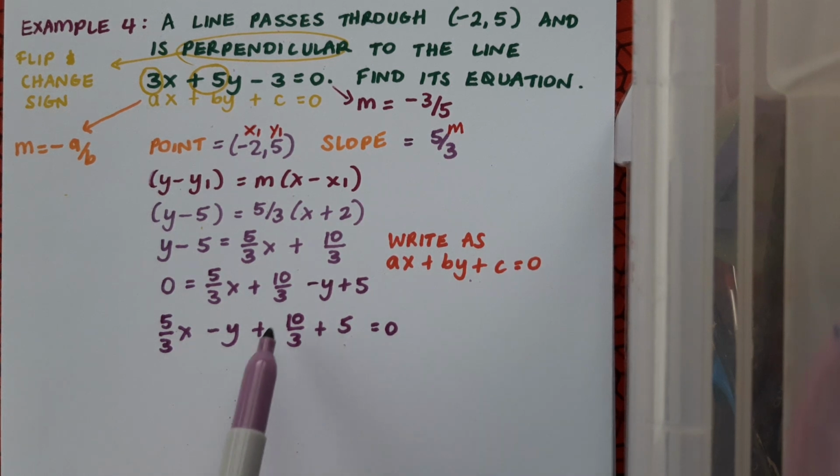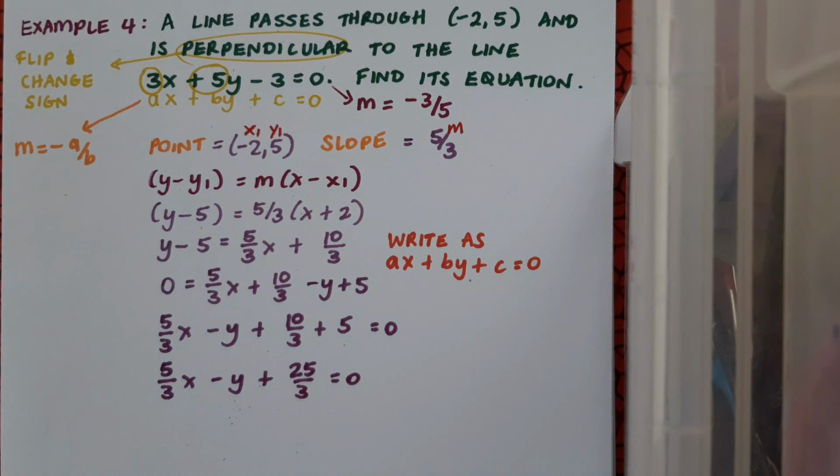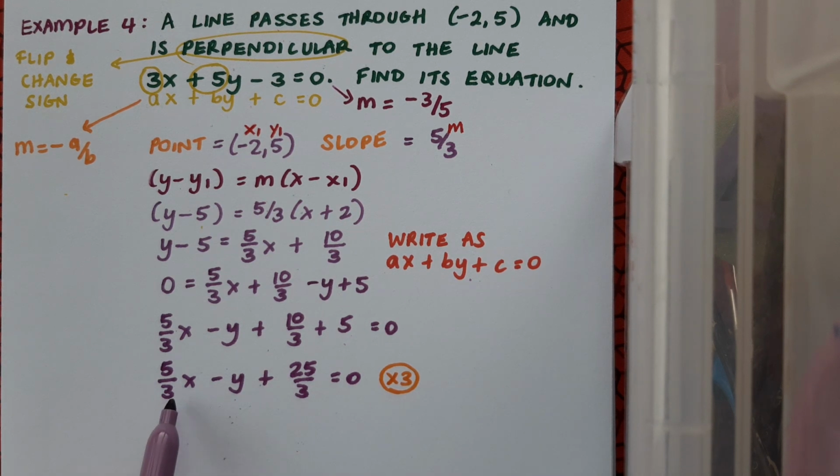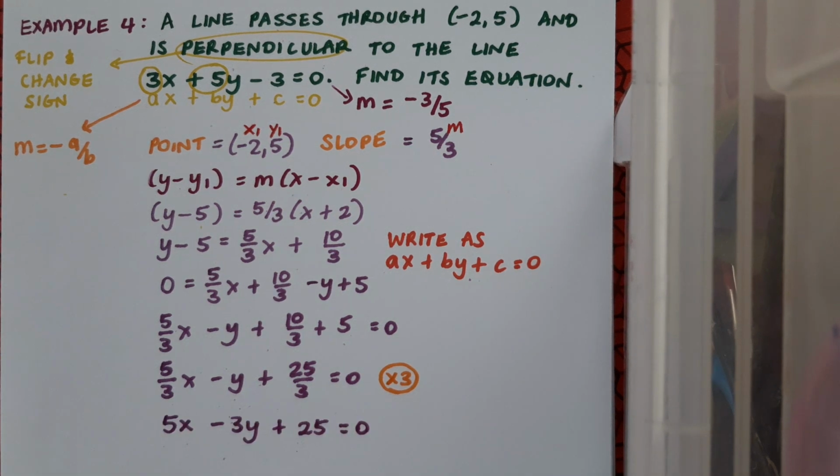I'm going to add these two together. And again, you can use your calculator for that if you like. And I don't want fractions in my answer, so I'll times that by the denominator, which is 3 in this case. And again, if you're hesitant with that multiplication, well, first of all, note that you can use your calculator, but also note that if you're multiplying 3 by a fraction that has 3 in the denominator, then effectively the 3's cancel out. So my solution is going to be 5x minus 3y plus 25 equals 0.